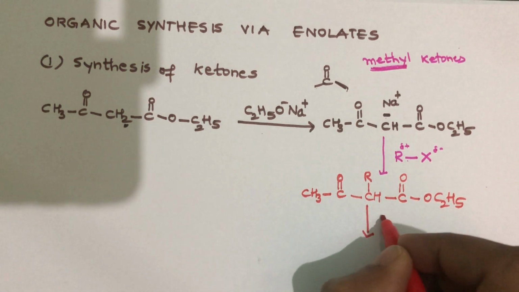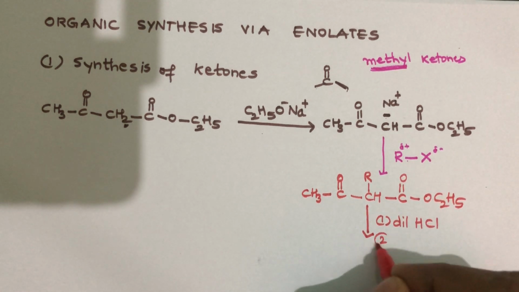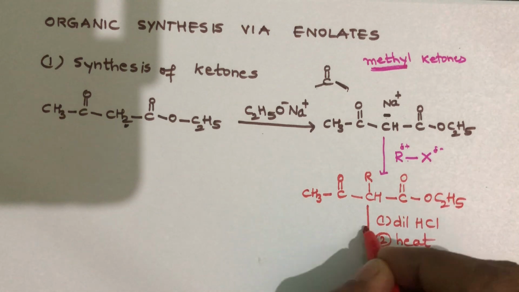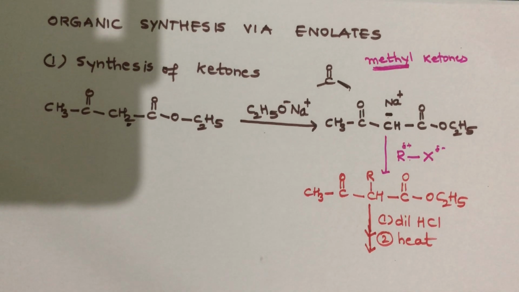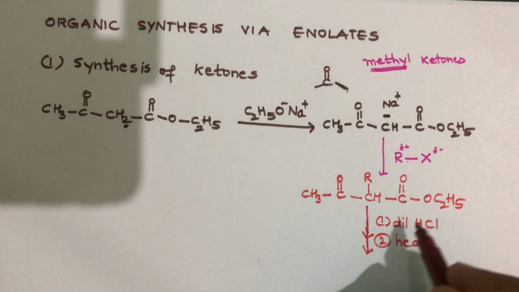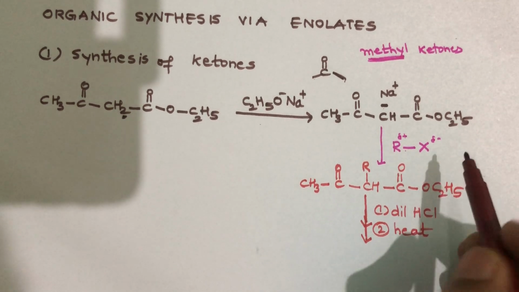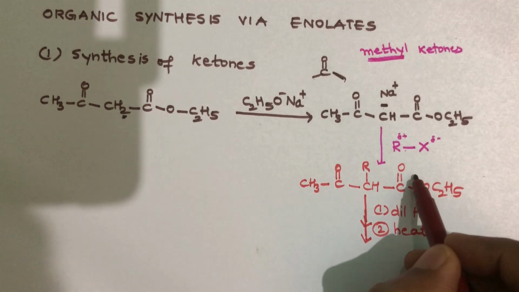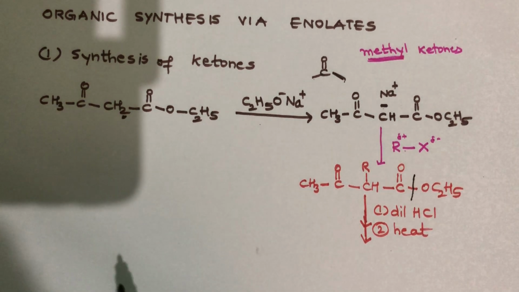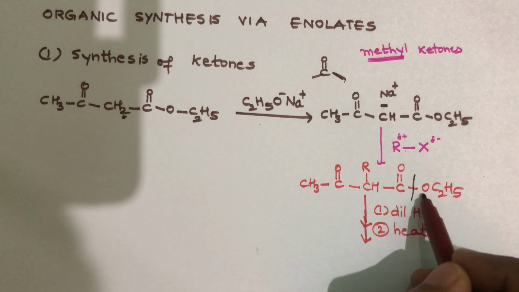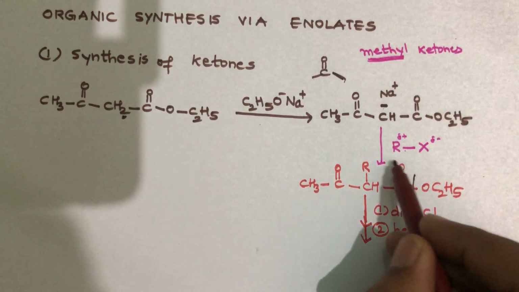Okay, it is in presence of dilute HCl, and next it is heated or warmed. So what generally happens here is, when you treat it with dilute HCl, hydrolysis takes place, and this bond cleaves. You get H here and an OH here. H, OH. So you get a carboxylic acid.